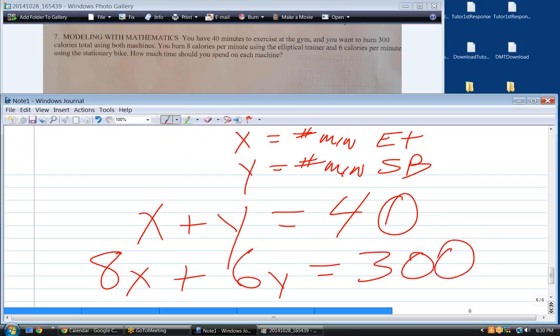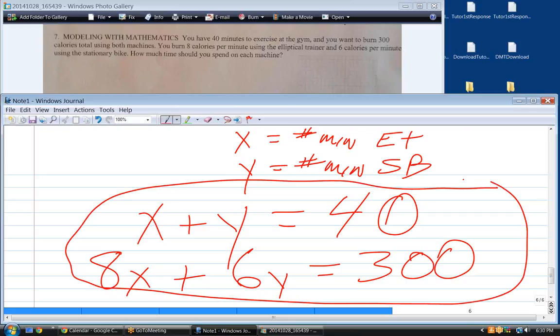Now look at what I'm looking at: a system of equations, which you can solve in multiple manners now. You could multiply the top by 6 or 8 and then subtract the two equations. That would eliminate a variable.